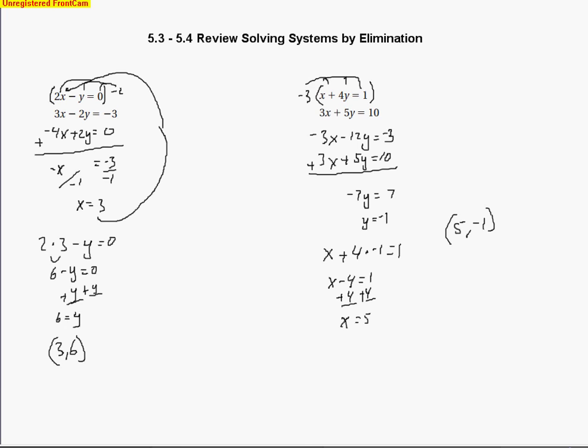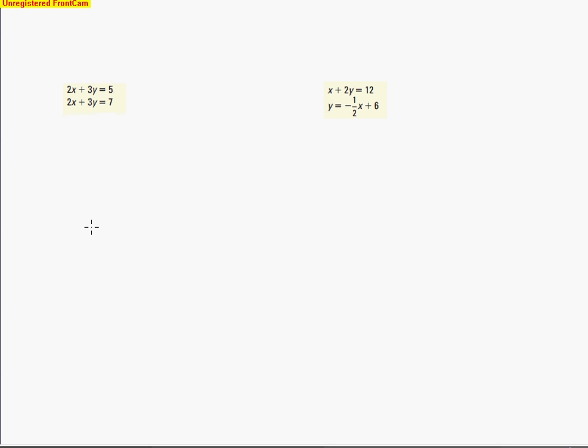So let's take a look at some other types. This is from Chapter 5, Section 4. And what you'll notice here is the x's, y's, and equal signs and constants are lined up. So it makes a lot of sense to use elimination. But I've got to get them to be opposite in sign so that when I add them, I'll get the x's or y's to cancel.